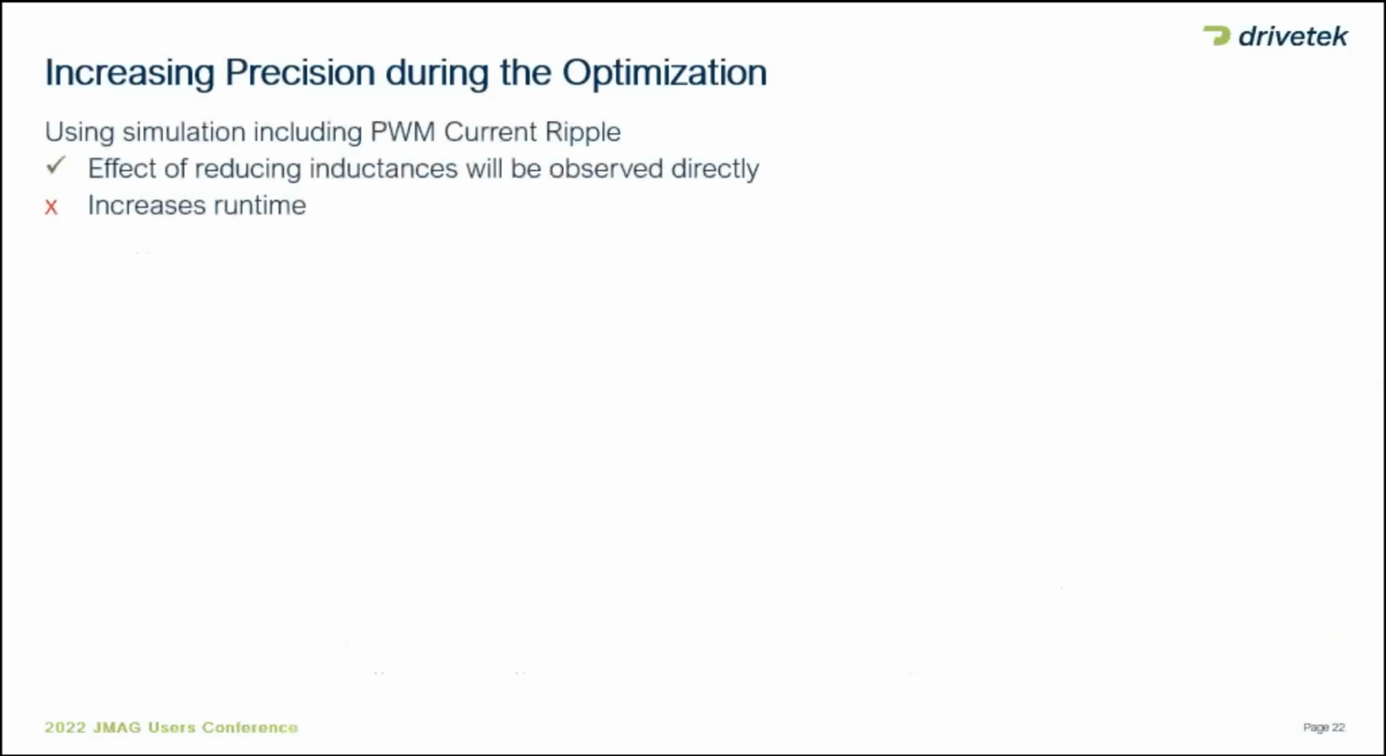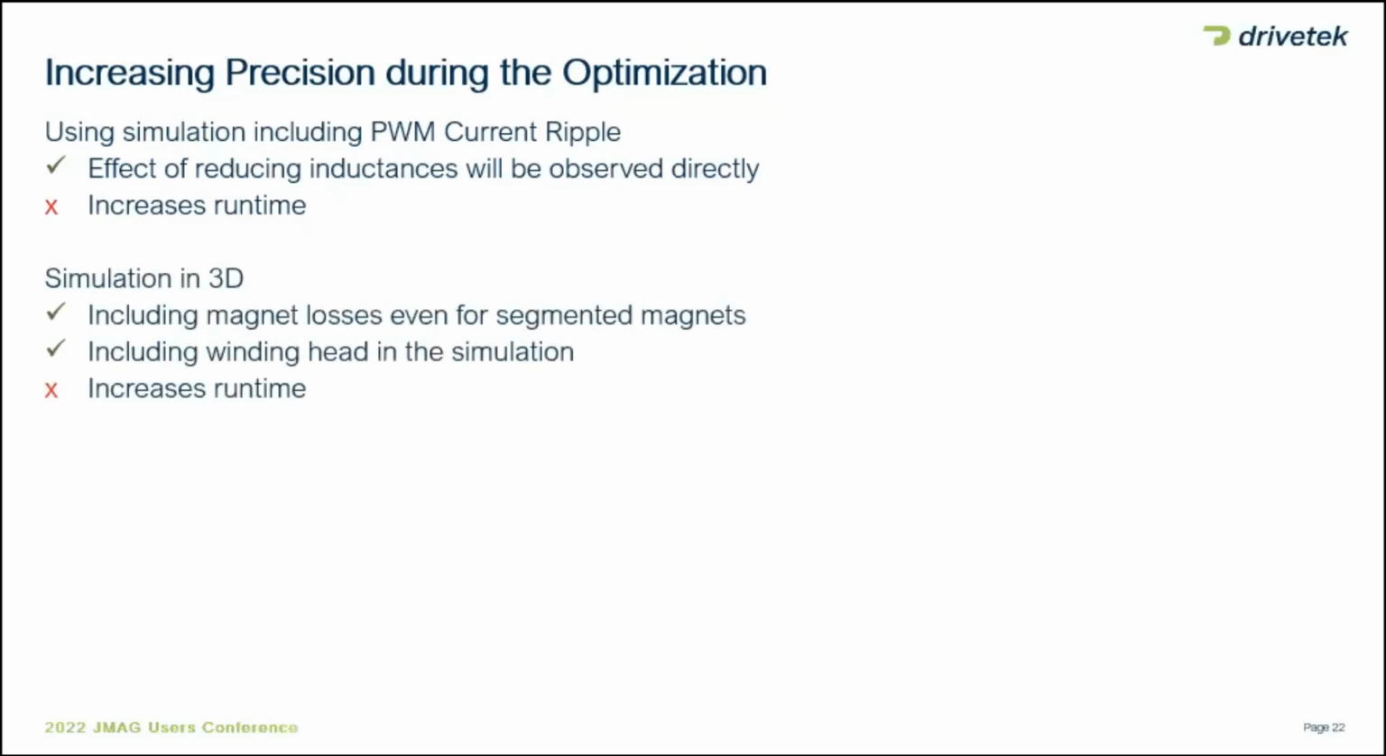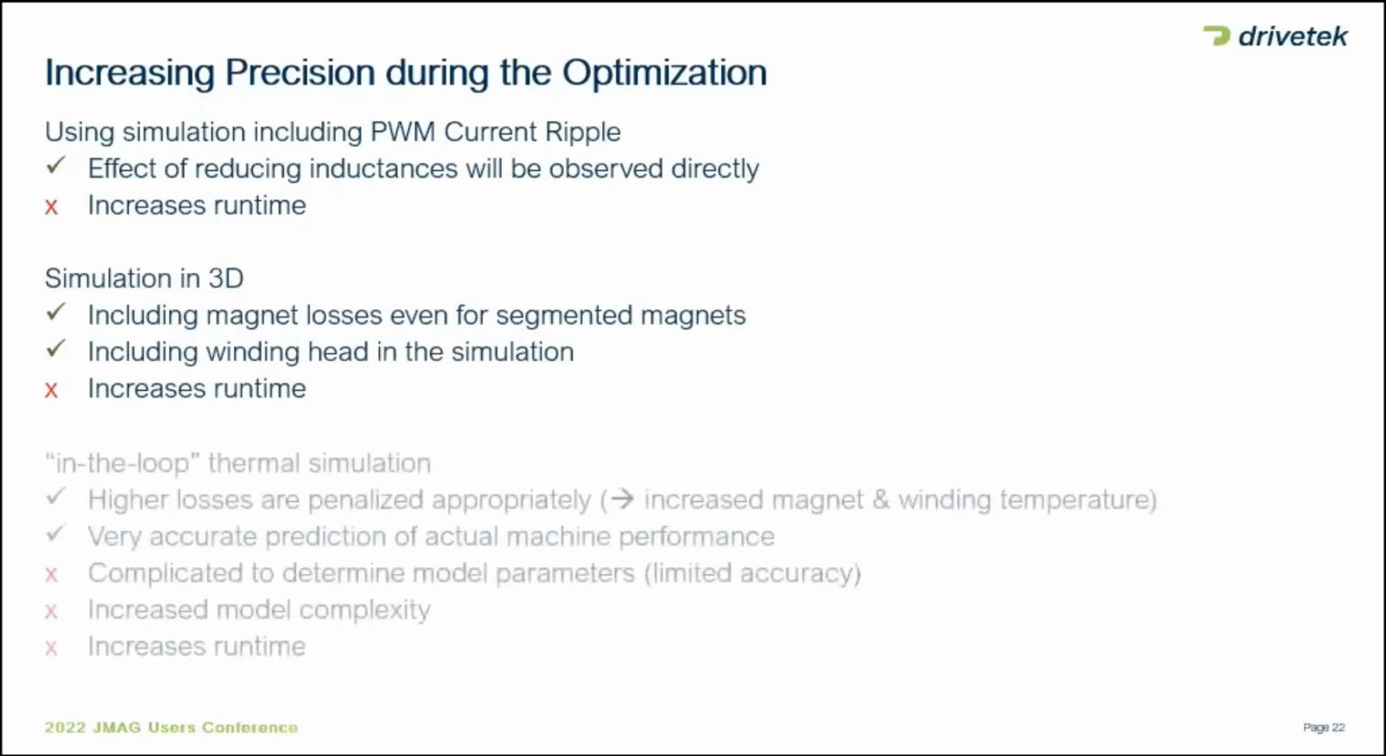This would, for one, of course, be considering the effect of the AC ripple or the PWM ripple during the optimization loop, which is possible, but it increases runtime quite significantly. We could also run the same setup in 3D to include magnet losses, even for segmented magnets. And we also could include the winding heads for our inductance calculations. But once again, this increases runtime quite significantly.